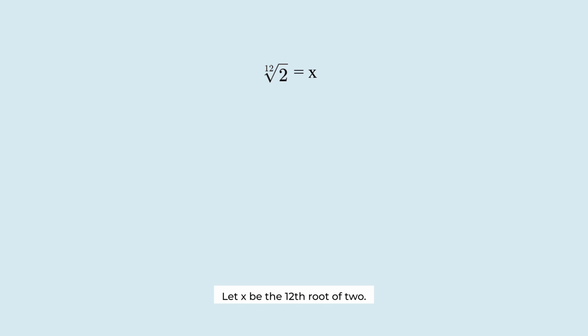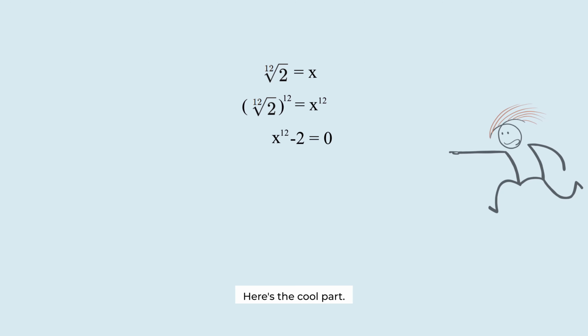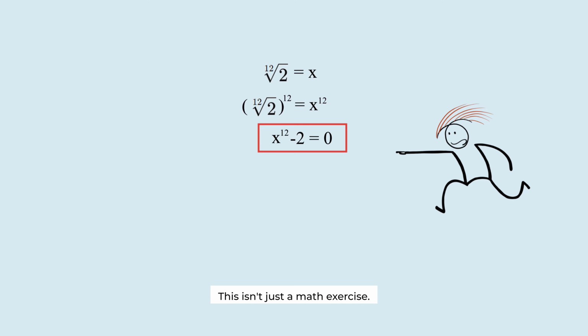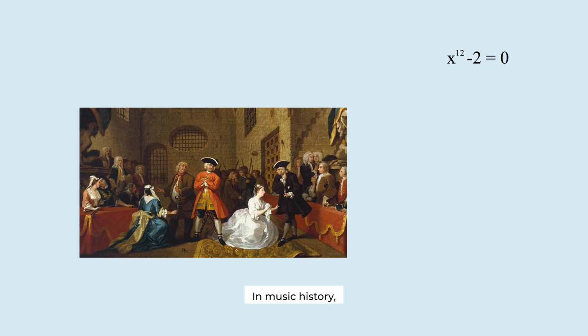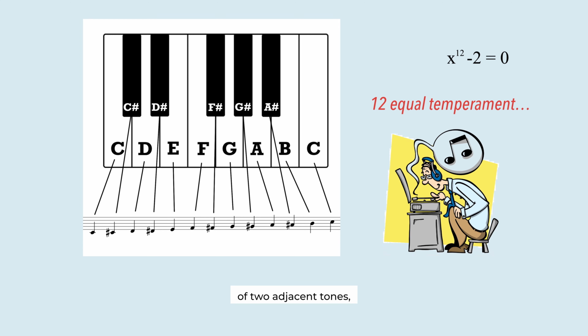Let x be the 12th root of 2. That means x to the power of 12 equals 2. We want to approximate the solution to this equation. Here's the cool part. This isn't just a math exercise. In music history, musicians actually needed the solution to this equation to build the 12 equal temperament. The ratio of the frequencies of two adjacent tones raised to the power of 12 must be 2.